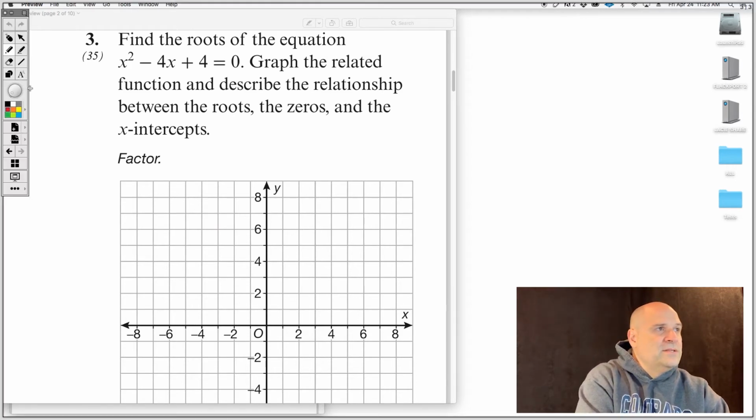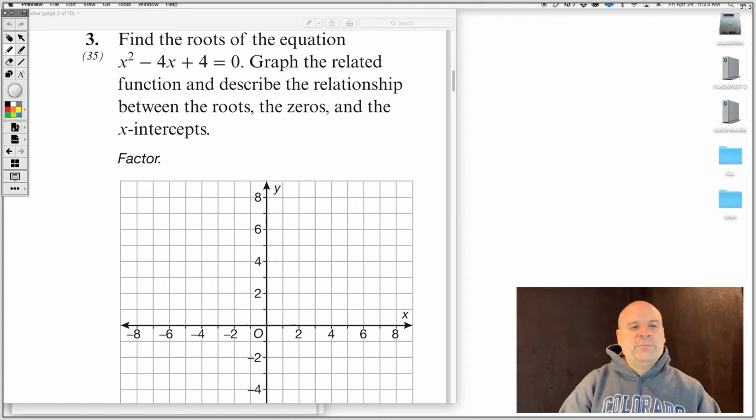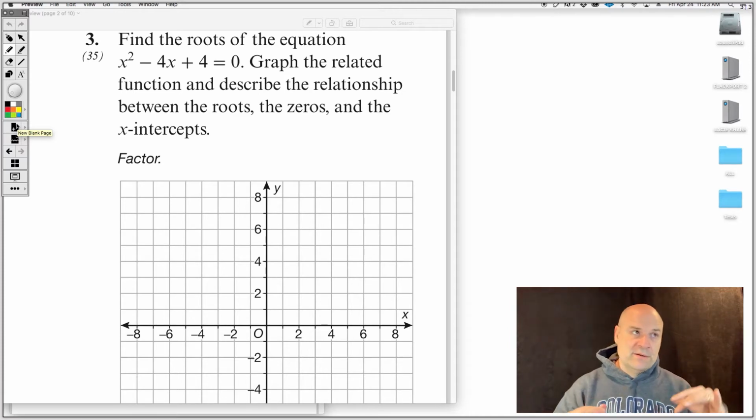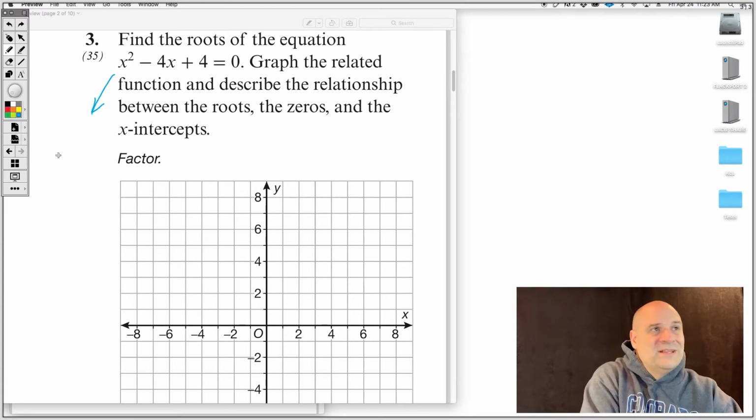Okay, number 3, find the roots of the equation. The roots are basically what x's will make this 0. If you were to graph this, it would be wherever this graph crosses the x-axis. Because where y is 0, what x's will make y equal to 0? Well, where they cross the x-axis. So let's factor this.